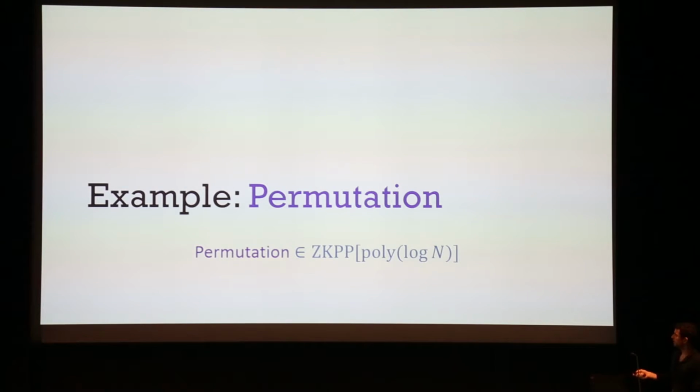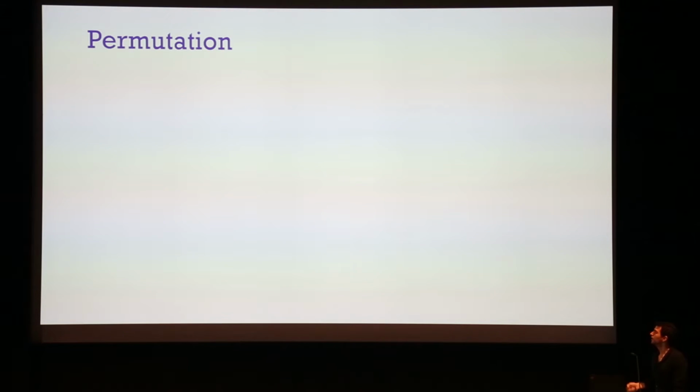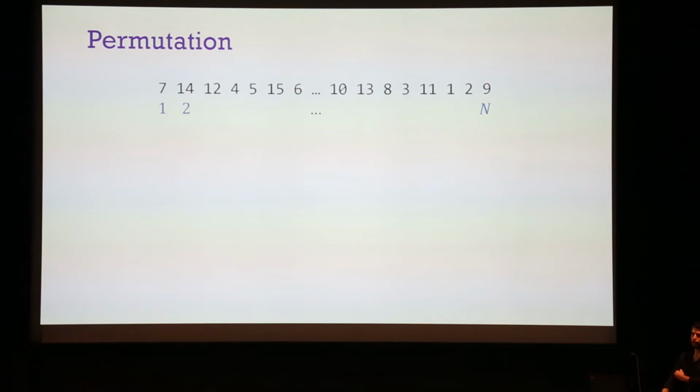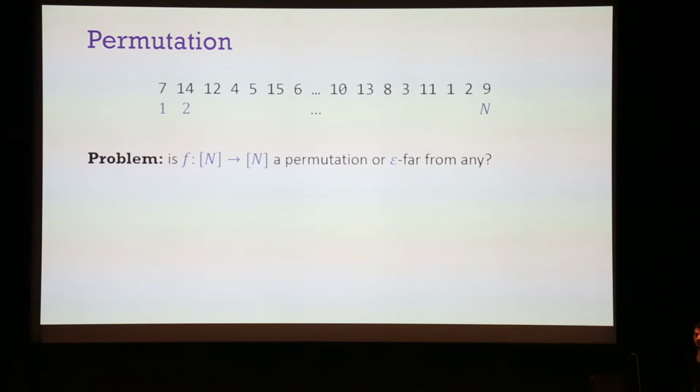So in the rest of my time, I want to give you a taste about the protocol for permutation. So what is a property of a permutation? A property of a permutation is given to us by a truth table of numbers from 1 to n, indexed from 1 to n. And what we want to ask ourselves is whether f is a permutation or epsilon-far from being any permutation.